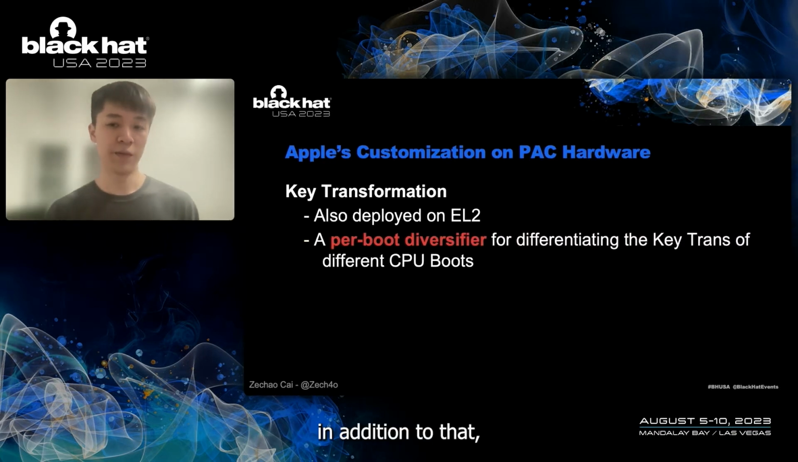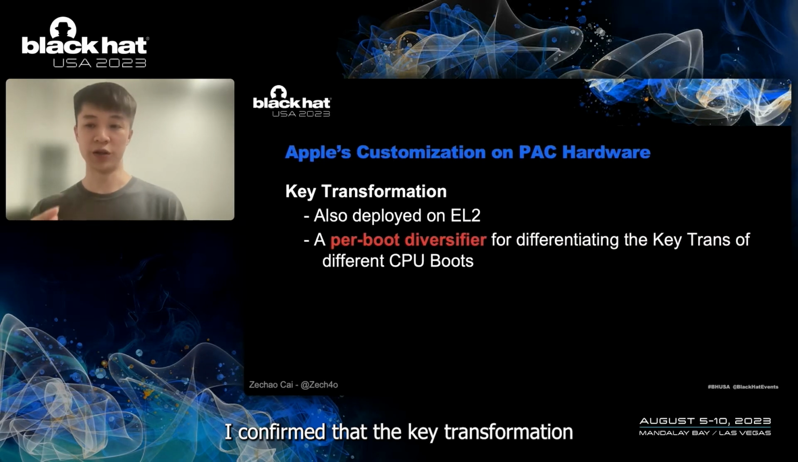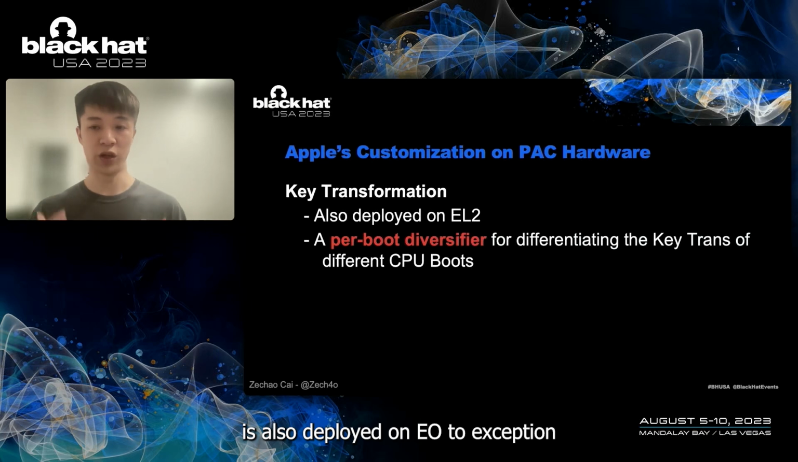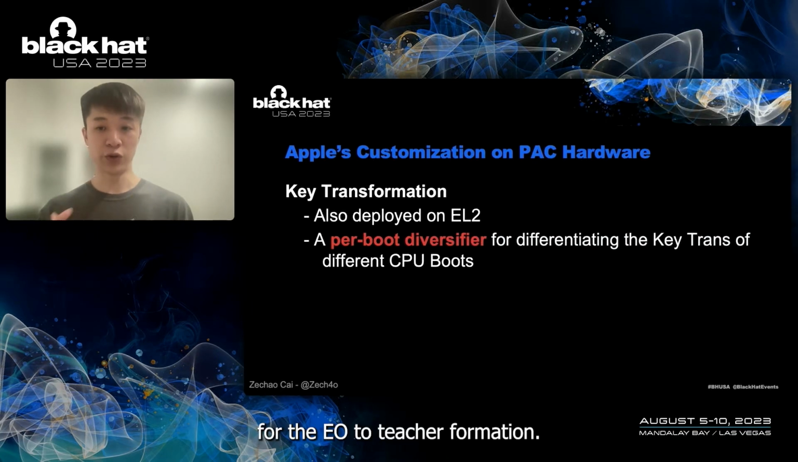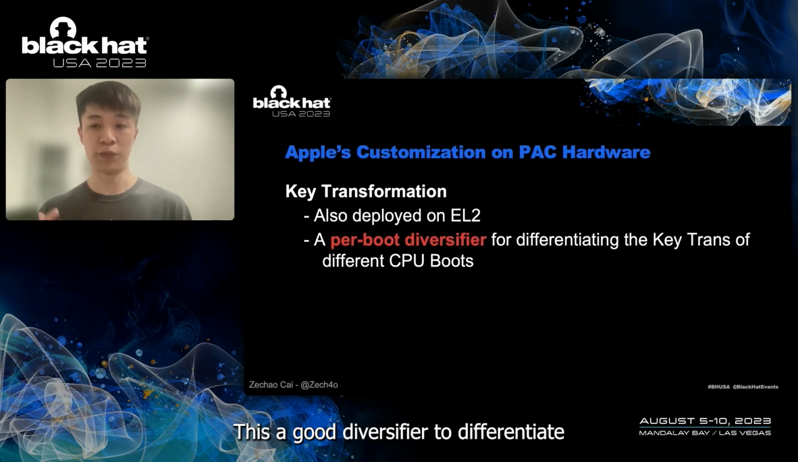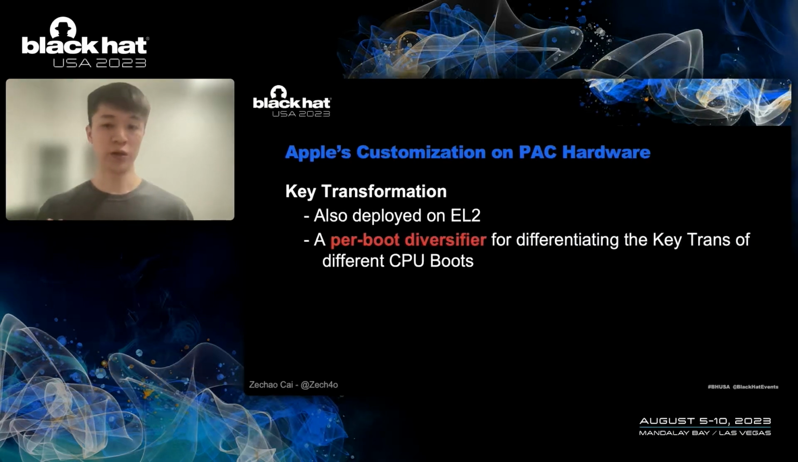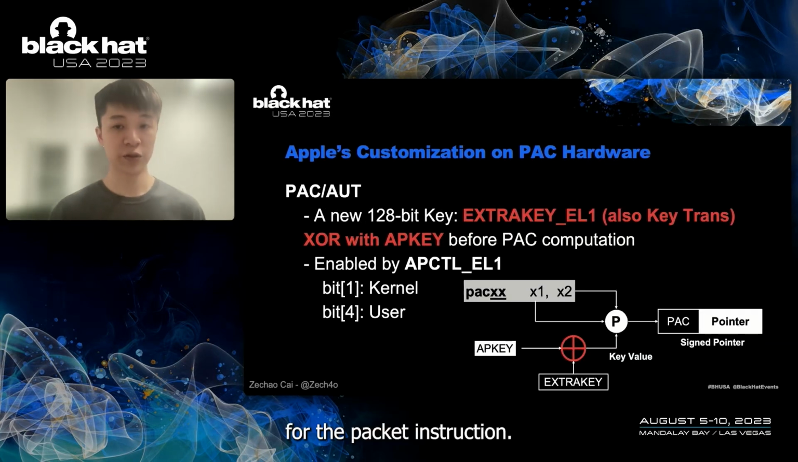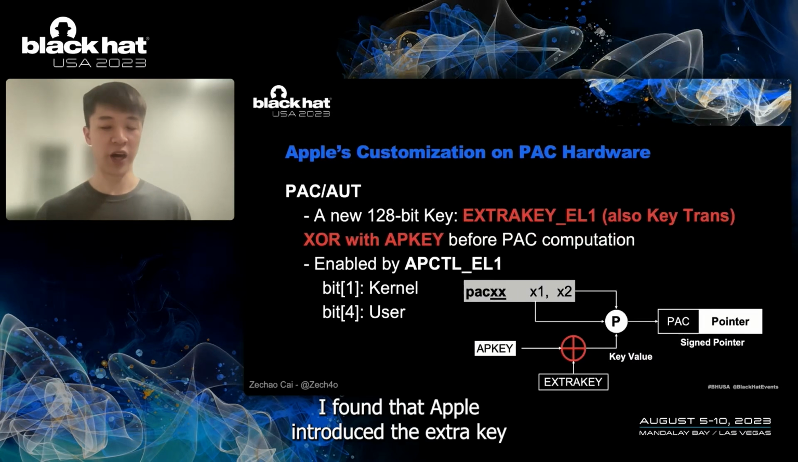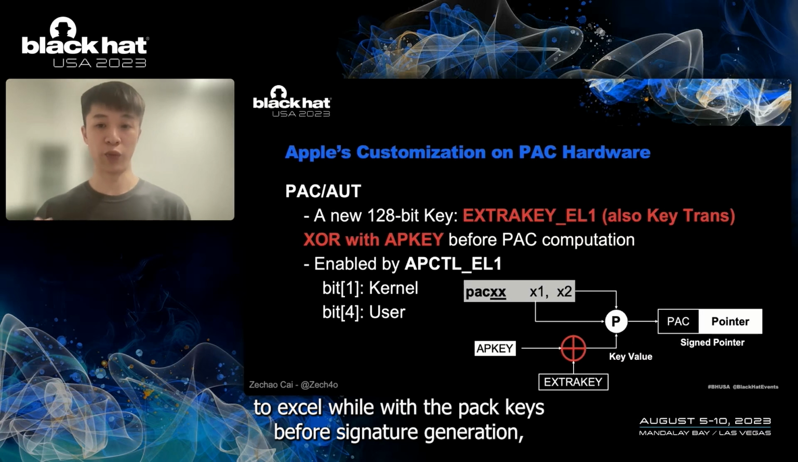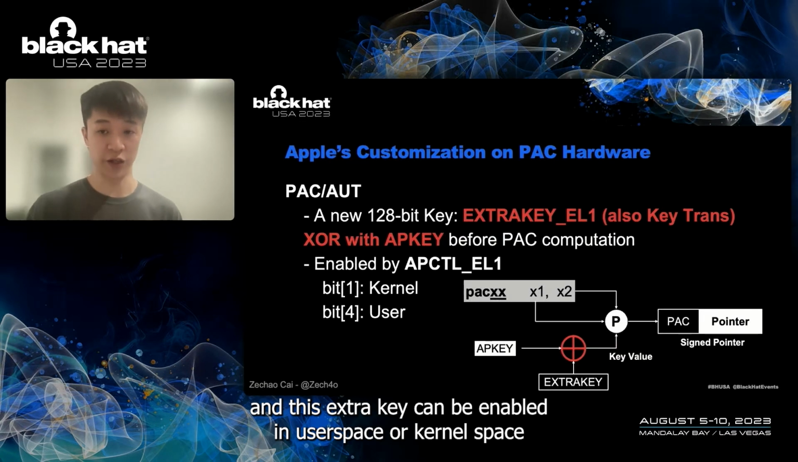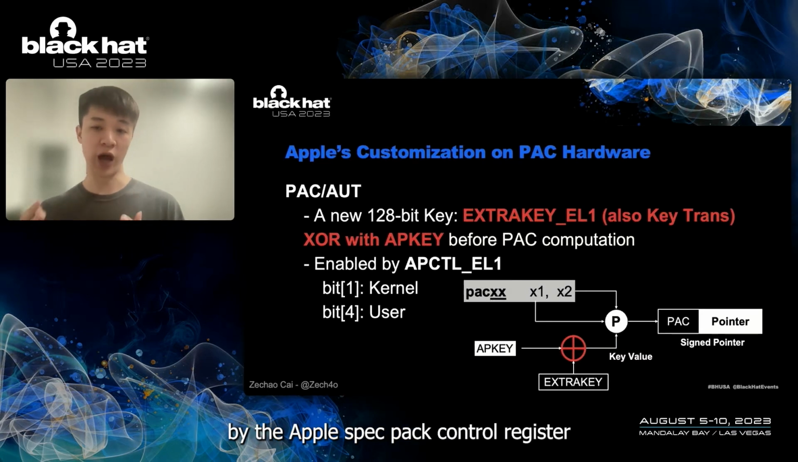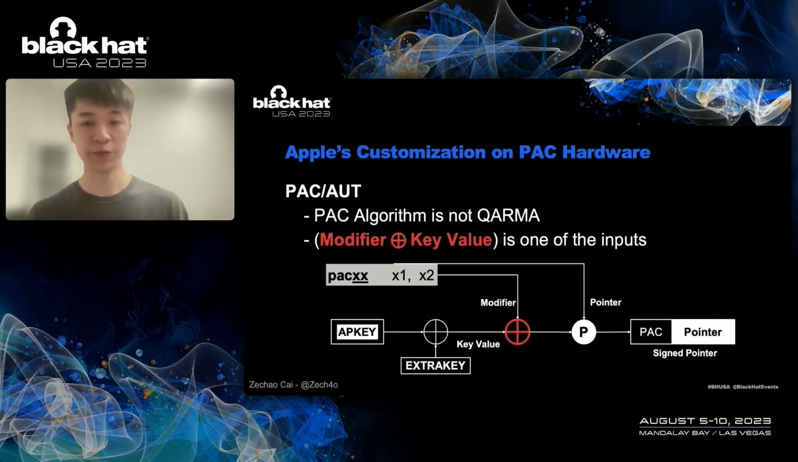In addition to that, I confirmed that the key transformation is also deployed on the EL2 exception level. For the EL2 key transformation, there's a per-boot diversifier to differentiate the key transformation for different CPU boots. For the PAC instruction, I found that Apple introduced an extra key to XOR with the PAC keys before signature generation. And this extra key can be enabled in user space or kernel space by Apple's PAC control register.